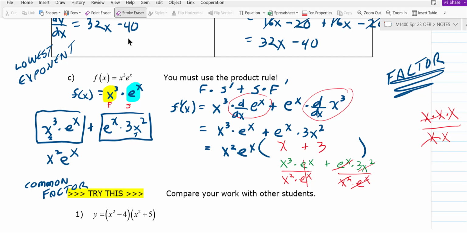Now, as a student, some students need to do that, some students don't. You're going to have to be doing a lot of common factors like that. So you've got to have a strategy that works for you.